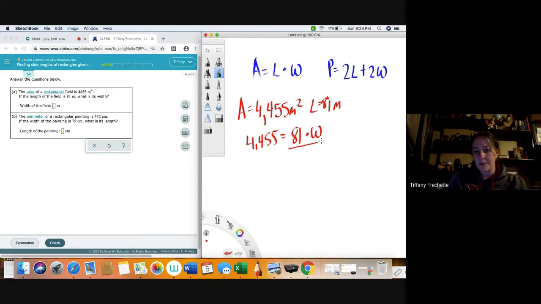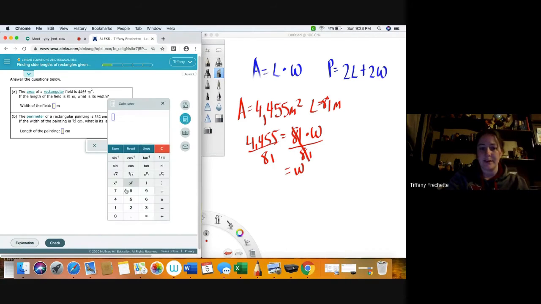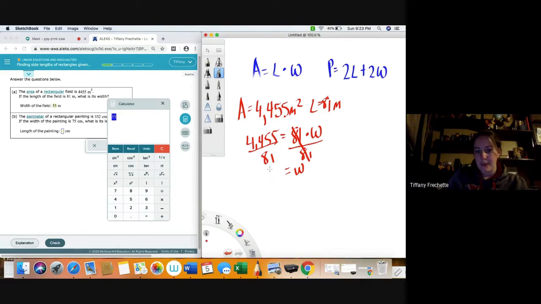So just like in the last one, we're going to divide by 81 because that undoes this multiplication. 81 divided by 81, or any number divided by itself, cancels out. So we just simply need to find out what is divided by 81. So 4,455 divided by 81 is 55. So it's 55 meters on this one.